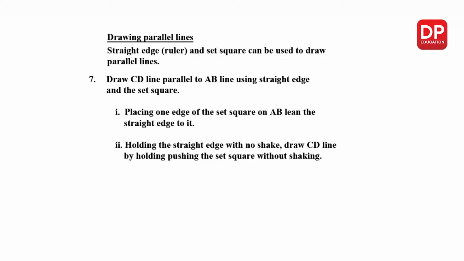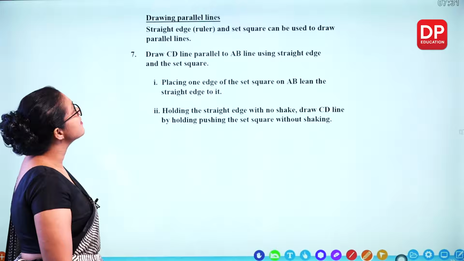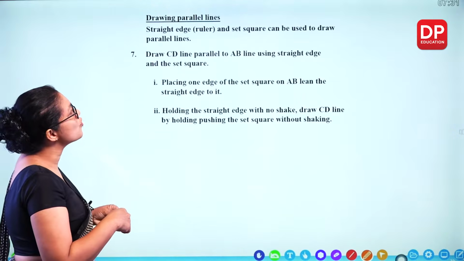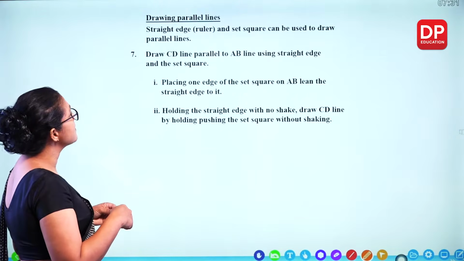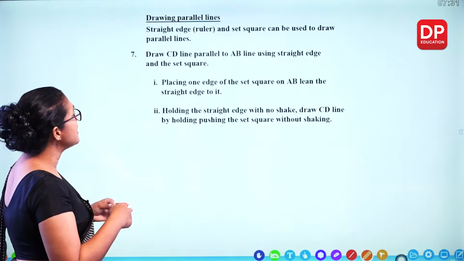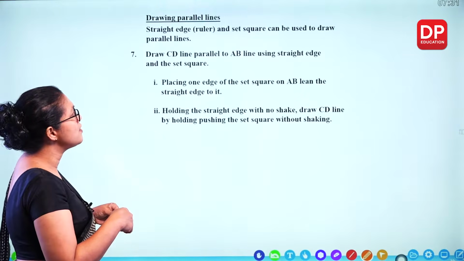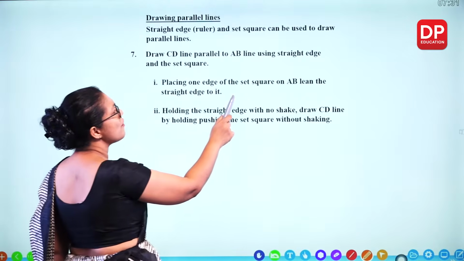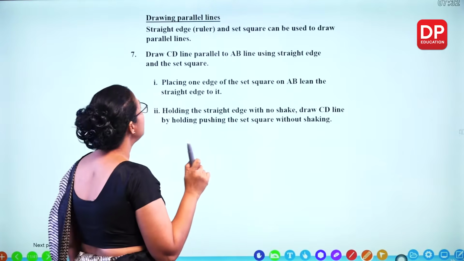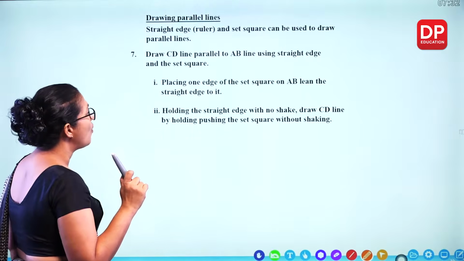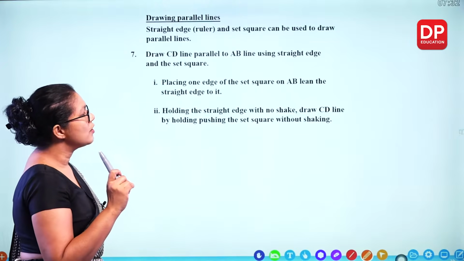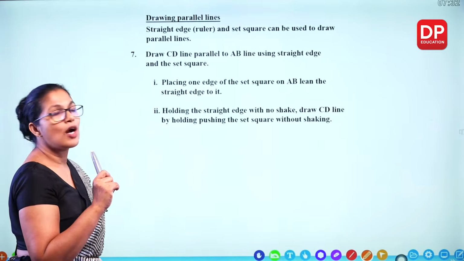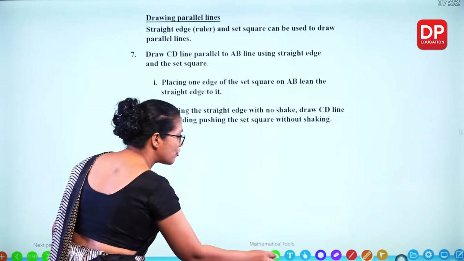Now we'll see how we can draw parallel lines. With a straight edge, that means you can take the ruler and the set square, can be used to draw parallel lines. So we'll do this question: draw CD line parallel to AB line using straight edge and the set square. Placing one edge of the set square on AB, lean the straight edge to it, holding the straight edge without shaking, draw the CD line by pushing the set square without shaking. So we'll see how we can draw.